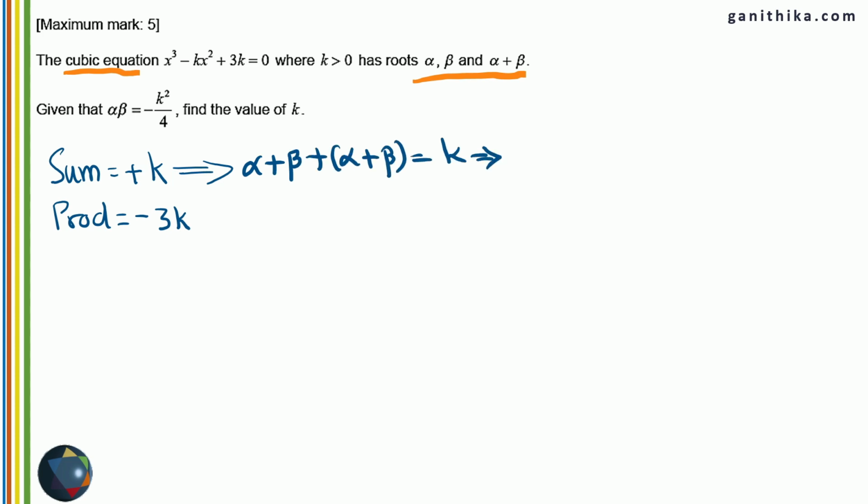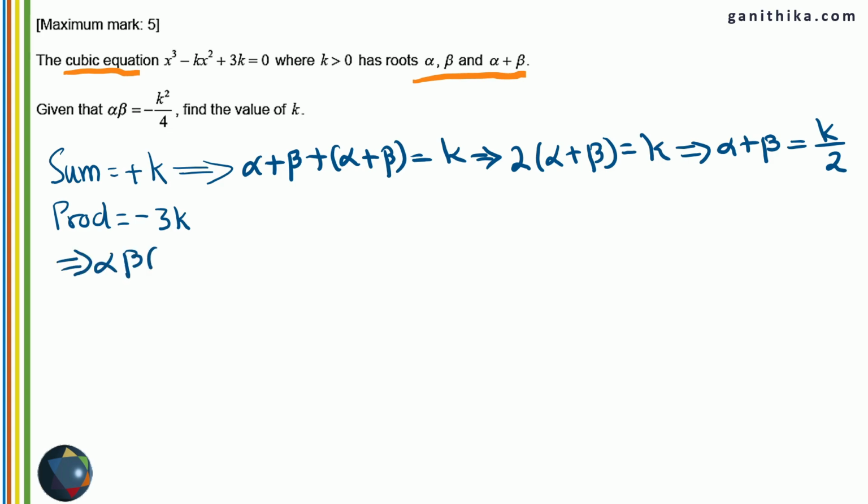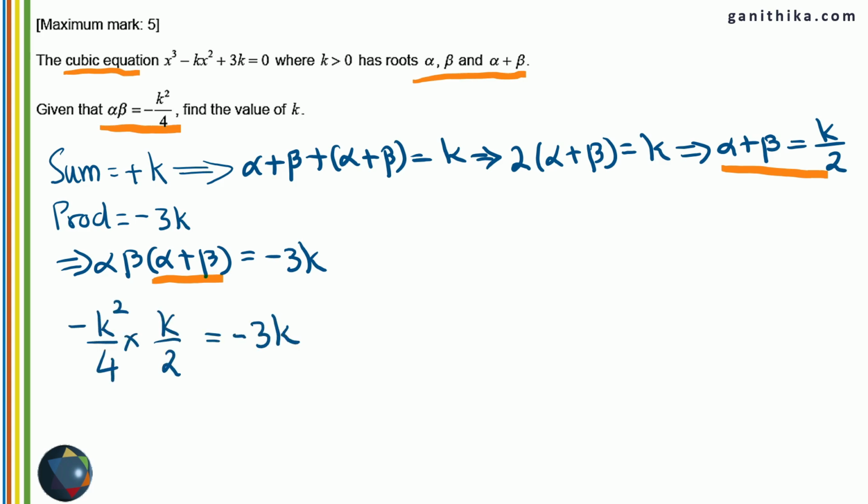Alpha is the first root, beta is the second root, alpha plus beta is the third root. Adding them all, you should get plus k. Simplifying this further, you will get alpha plus beta is equal to k over 2. Now going for the product, alpha, beta and alpha plus beta, multiplying them all should be equal to negative 3k. Substituting the value of alpha plus beta as k by 2 and alpha beta as k square minus k square by 4, you will get this expression.